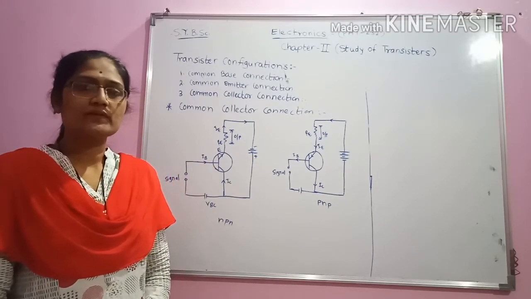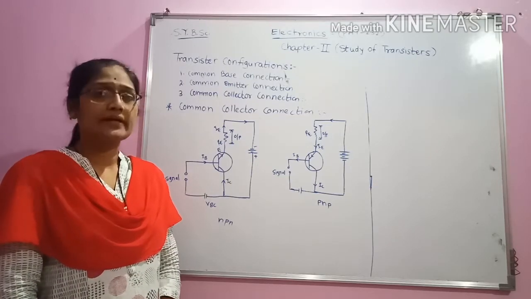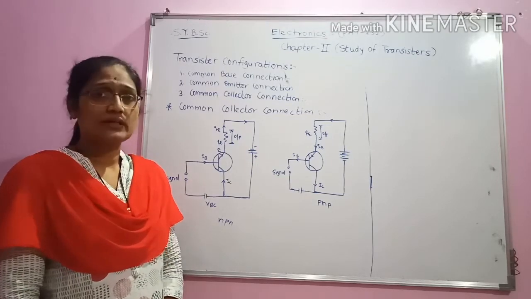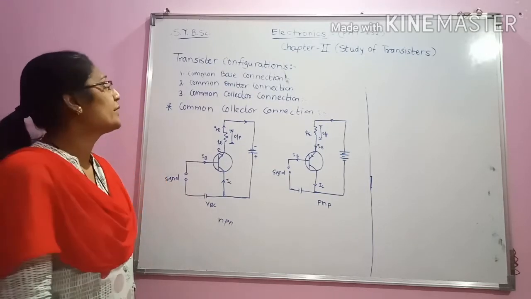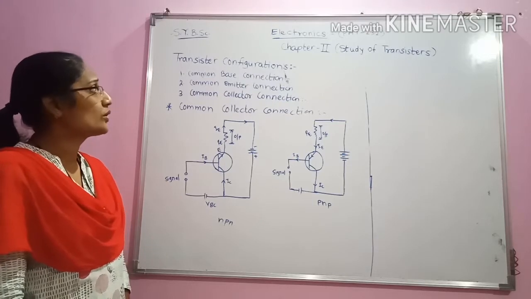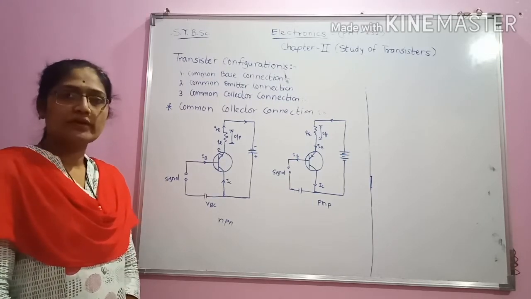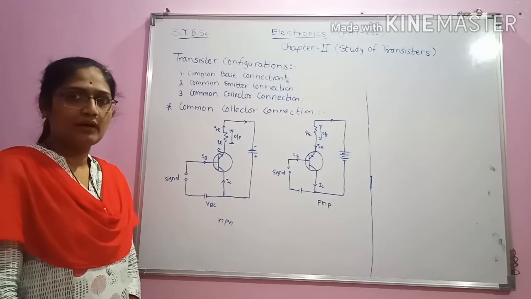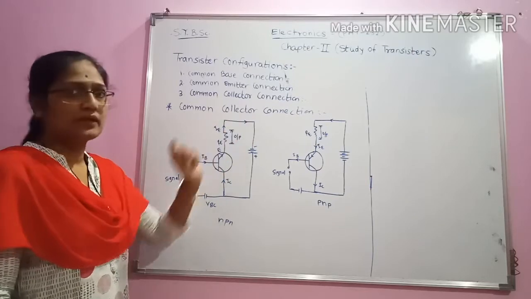We have started our syllabus related to SYBSc Physics, and we have started our second chapter, that is study of transistors. In that we have covered various points related to common base connection, common emitter connection, and we have also seen what is the relation between alpha and beta. In today's lecture we are going to see what is common collector connection.